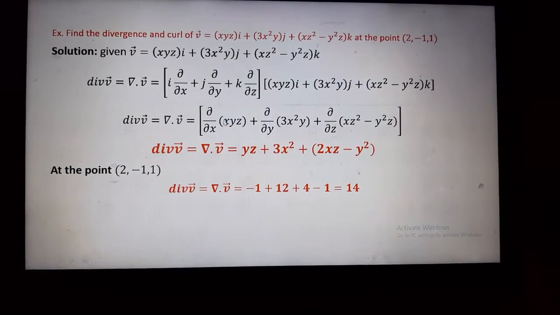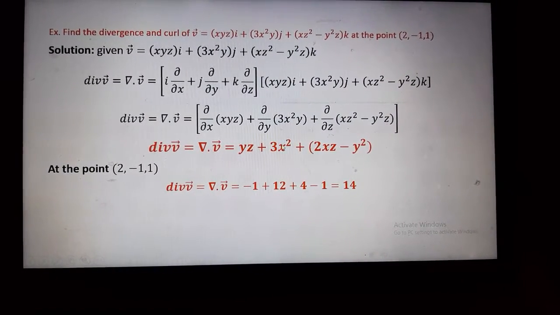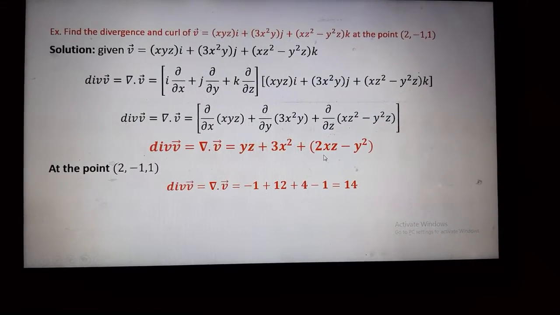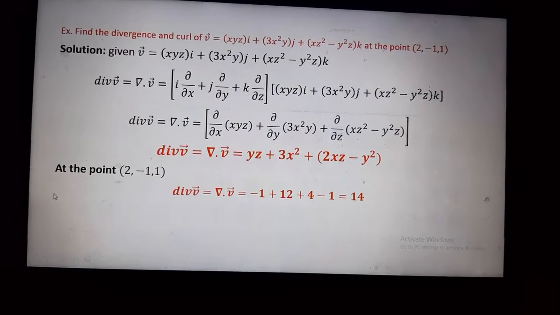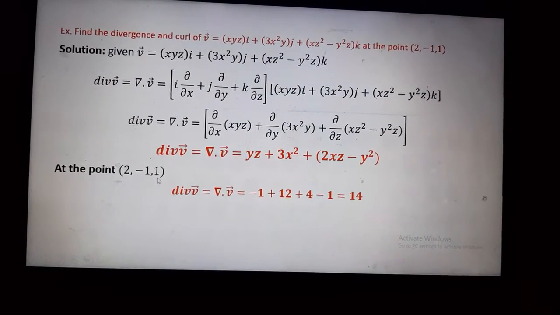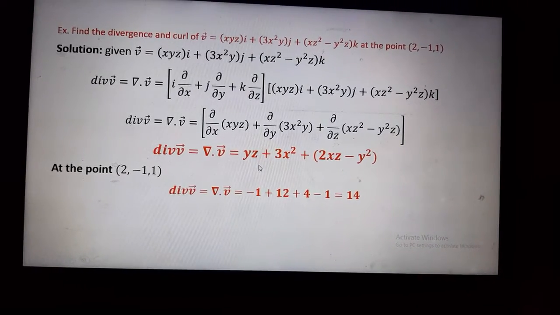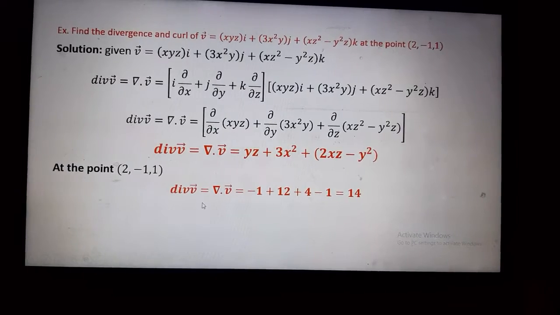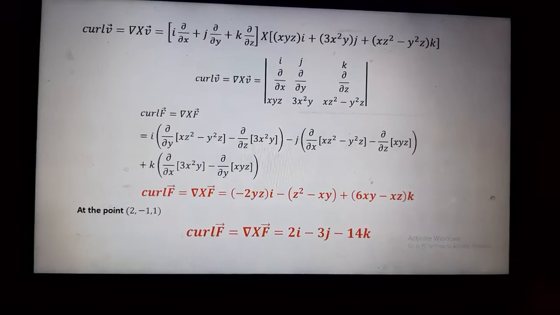I differentiate the first term with respect to x, I get yz. I differentiate the second with respect to y, I get 3x square, and I differentiate the third with respect to z, I get 2xz minus y square. Our question is to find the divergence at the point (2, -1, 1). So I put x equal to 2, y equal to minus 1 and z equal to 1. So I get divergence of vector v equal to 14.